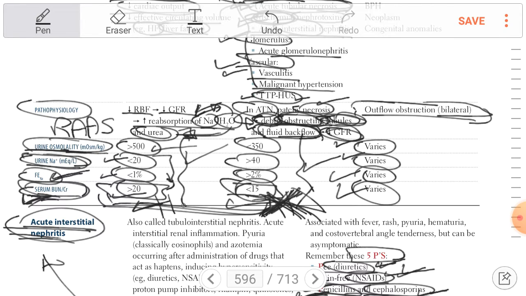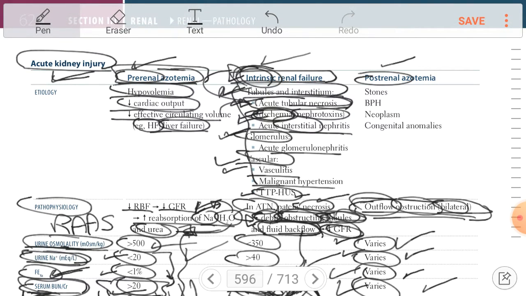So you must know what? Pre-renal and intrinsic, and you must know the secret of it. What is the secret? In the pre-renal, the tubule is intact, but in intrinsic there is abnormality in the tubule, there is necrosis in the tubule, so there is no function of the tubule. In post-renal, maybe intrinsic and maybe pre-renal. So post-renal, there is outflow obstruction, bilateral, and varies in everything: in urine osmolarity, in urine sodium, fractional excretion of sodium, and serum BUN-creatinine ratio.